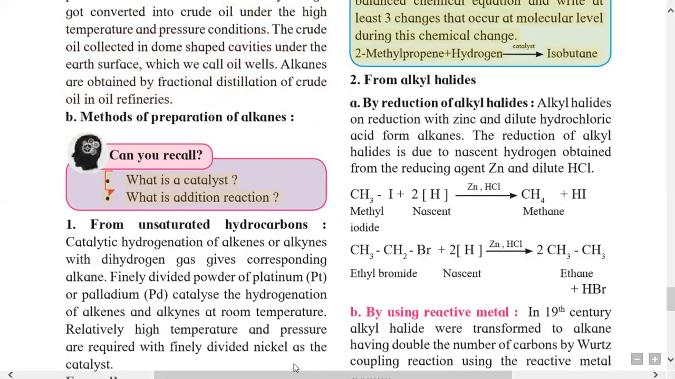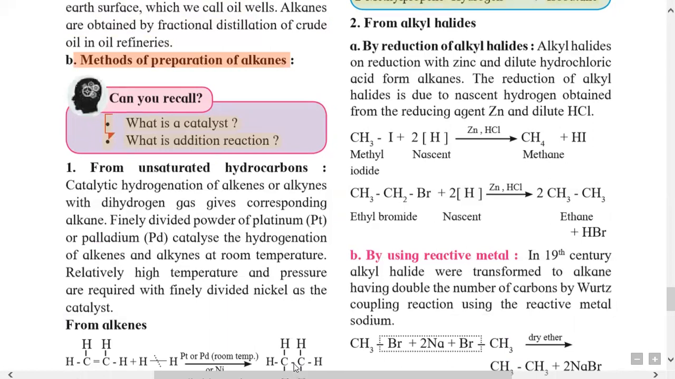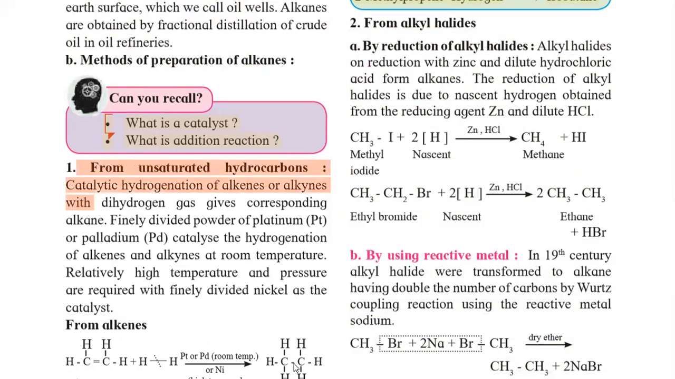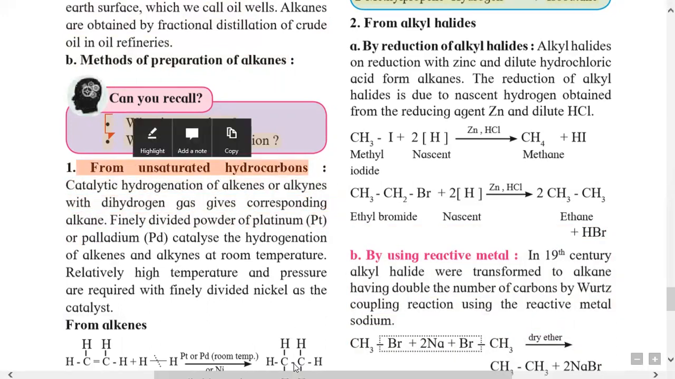The second point under this preparation is methods of preparation of alkanes. In our syllabus, two methods for the preparation of alkanes are given. Method number one is from unsaturated hydrocarbons, and second is from alkyl halide. These are the two different methods for the preparation of alkane. We will study one by one in detail.